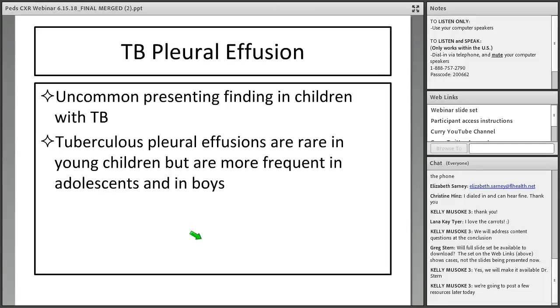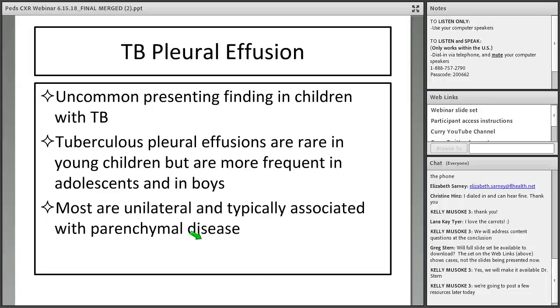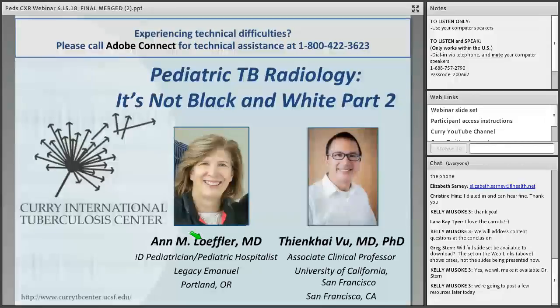With regard to TB, fluid effusion is very uncommon. It's an uncommon finding in children. Tuberculous fluid effusions are rare in young children, but are most frequent in adolescents and in boys. And most are unilateral, typically associated with some parenchymal disease. Thank you.